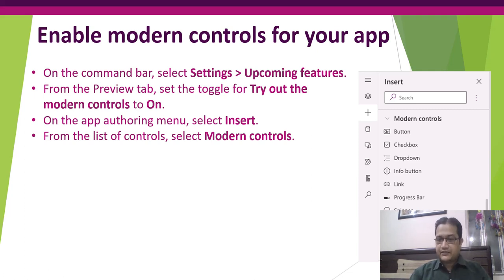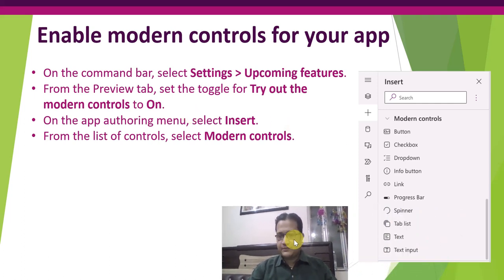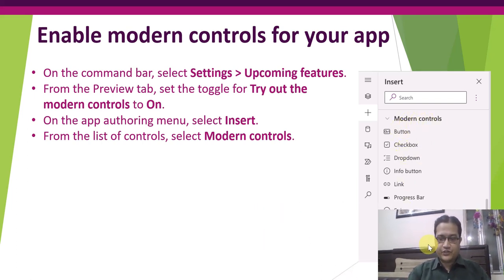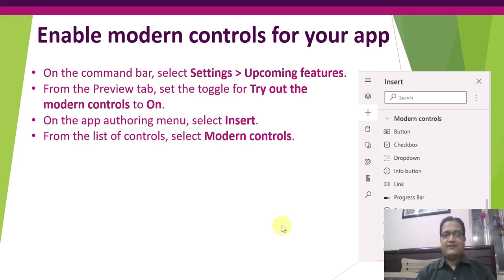So you have to enable the setting for modern controls in your Power Apps Studio. You have to go to the settings, click on upcoming features, and turn on the toggle for modern controls. That is how the modern controls will be enabled, and you will see the category modern controls. These are the modern controls which will be visible in your Power Apps Studio, which we are going to see live in a few minutes.